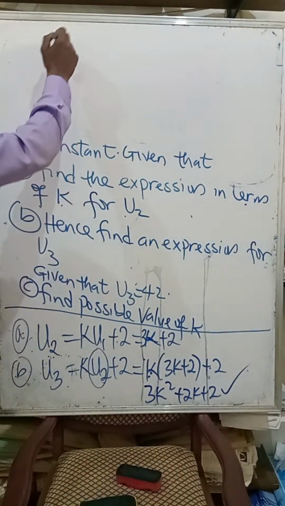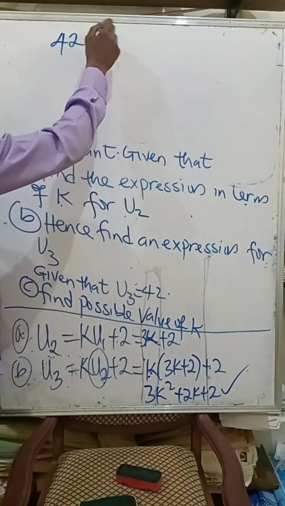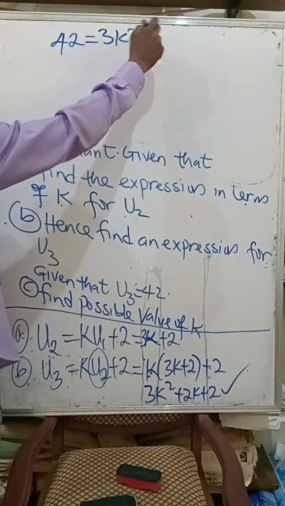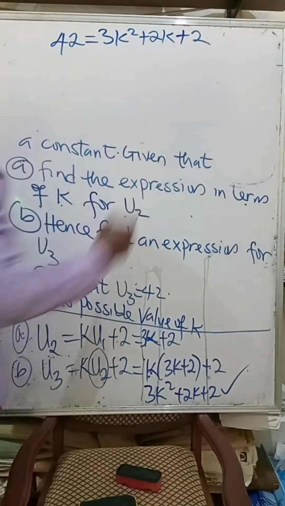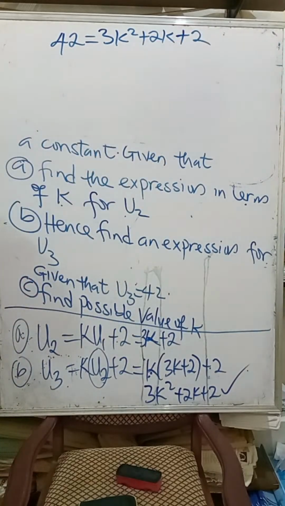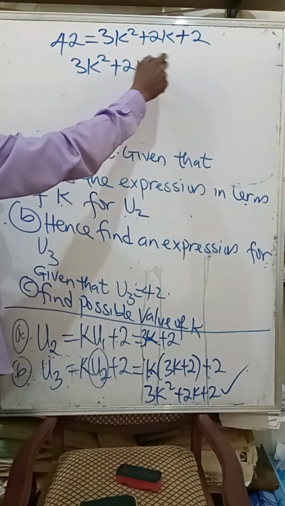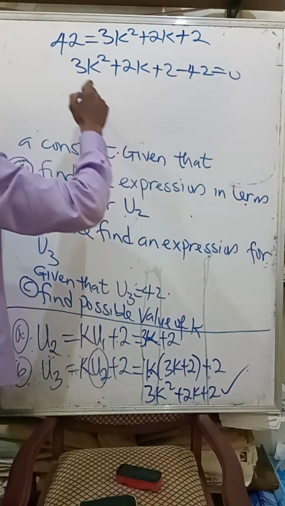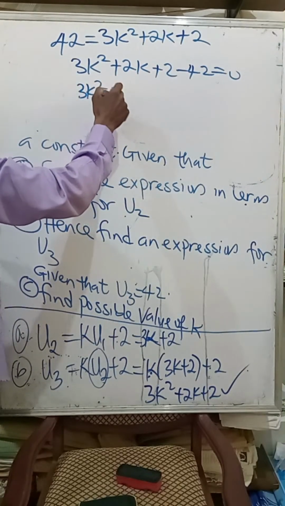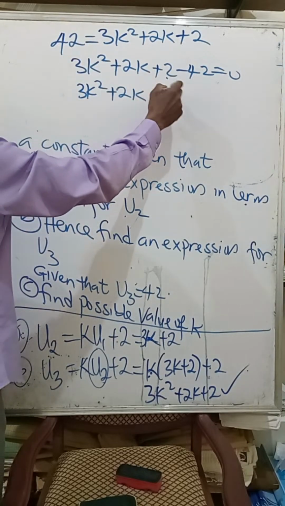So U3 is 42. Based on the given information, that is equal to 3k squared plus 2k and then plus 2. This is a quadratic equation. Just move the equation to one side, and that will be 3k squared plus 2k plus 2 minus 42 equal to 0, and that will be 3k squared plus 2k minus 40.